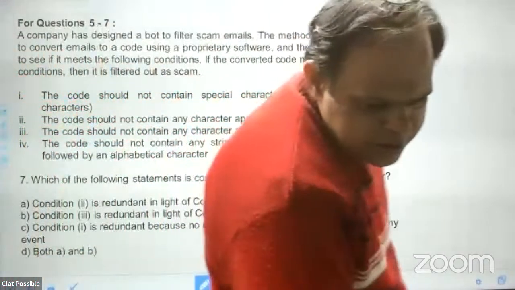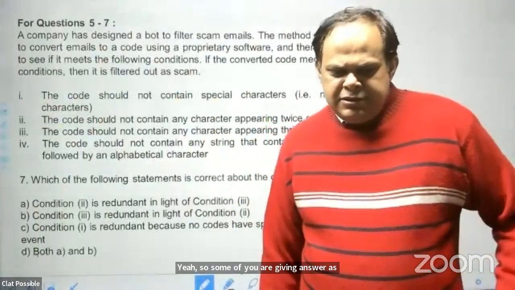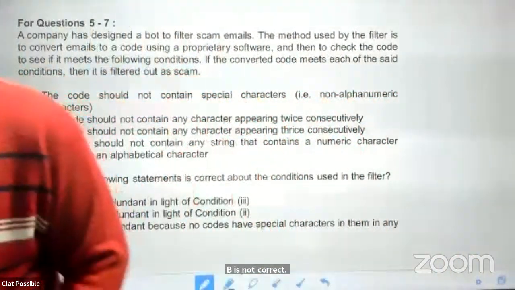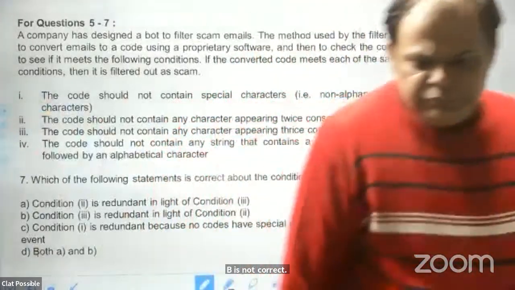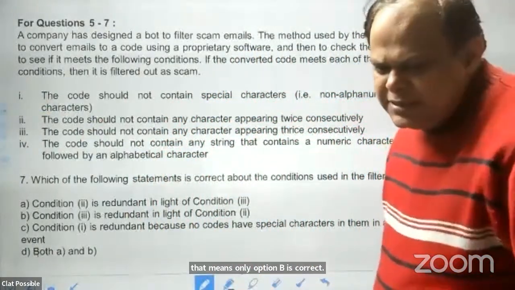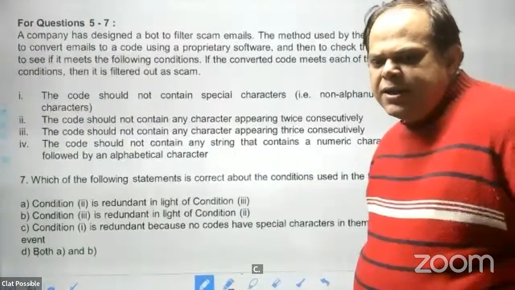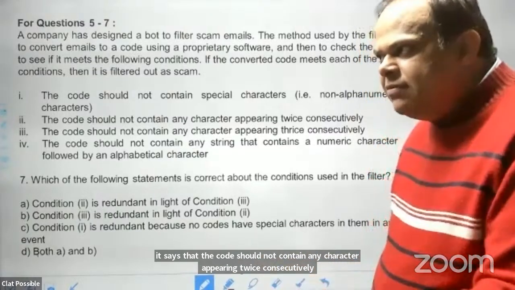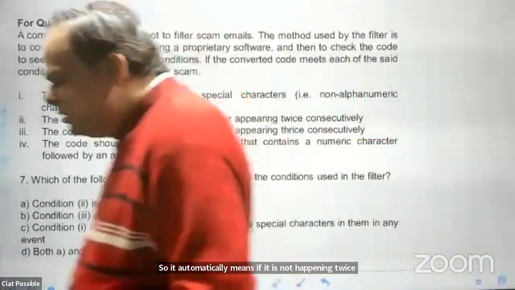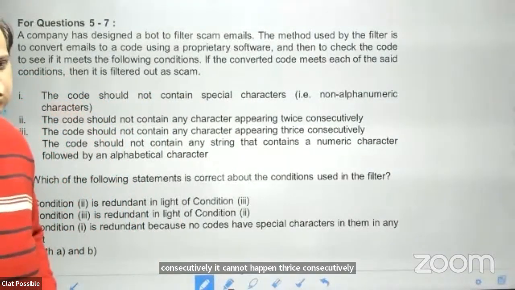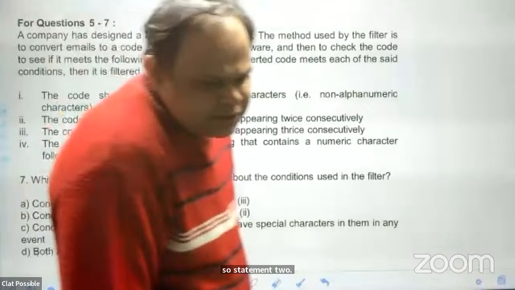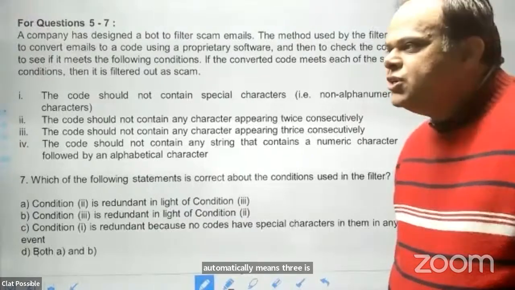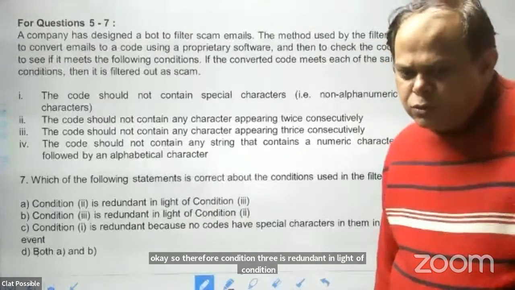Some of you are giving the answer as D. D is not correct. That means only option B is correct. See, when it says that the code should not contain any character appearing twice consecutively, it automatically means that if it is not happening twice consecutively, it cannot happen thrice consecutively. So statement 2 automatically means 3 is true. Therefore condition 3 is redundant in light of condition 2, whereas the opposite will not be true.